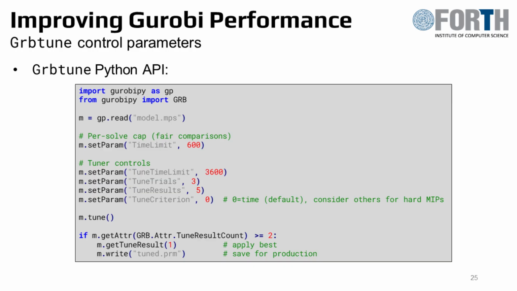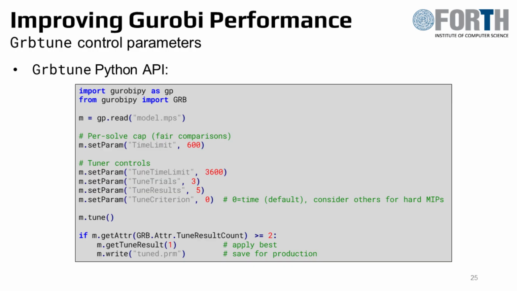Next, we define the tuning controls themselves. Tune time limit is set to 3,600 seconds. This is the overall time budget for the tuning process. In other words, we allow the tuner 1 hour to explore alternative parameter configurations. Tune trials is set to 3. This means each configuration is evaluated multiple times to reduce run-to-run variability. For more stable benchmarking, higher values may be appropriate.